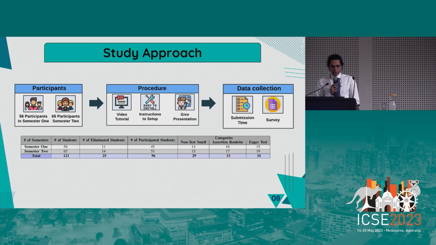So this is the statistics of the participants. We eliminated 25 students. The reason is that some of them did not complete the experiment and the others did not fill in the survey. So we eliminated these students because they did not complete the experiment. We ended up with 96 students, and this is the statistics of each category.